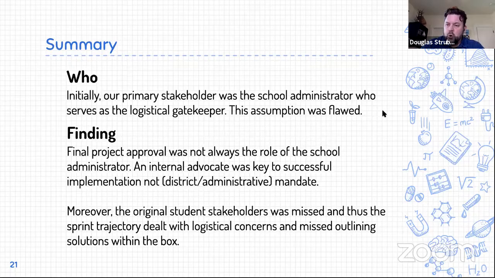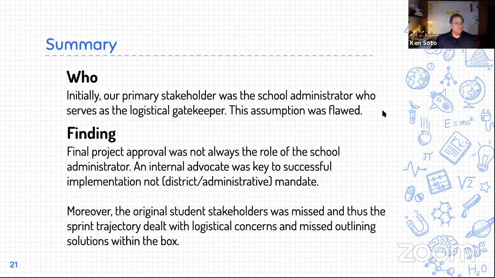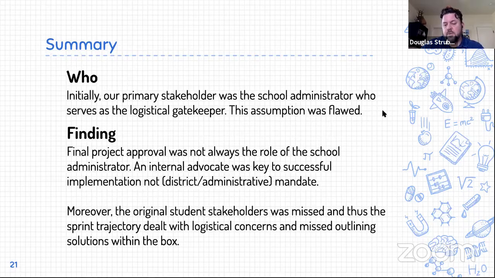But moreover, what we kind of realized was that the original stakeholders were the students. And that's what we missed. The trajectory of this project dealt much more with the logistical concerns and missed outlining the solutions that were within the box.